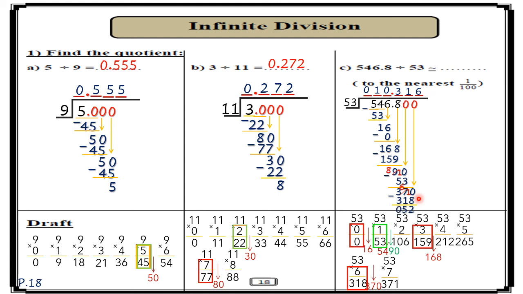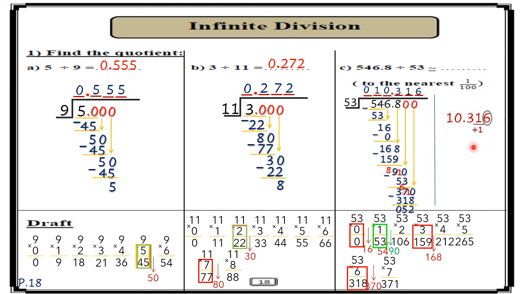Then what do I have to do? I have to drop. But wait, hold on. Remember, I have to stop at the third decimal place. That means this is enough. So the quotient is 10.316. Remember, I need to approximate it to the nearest hundredth.